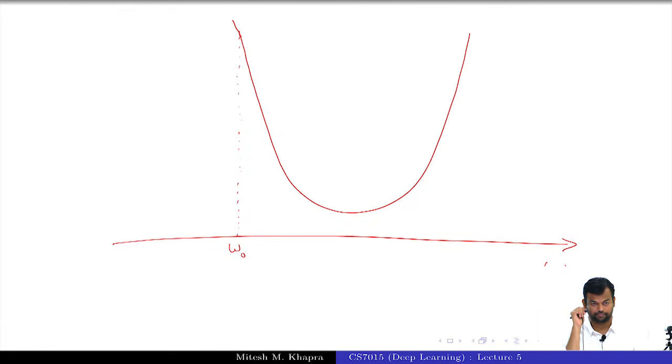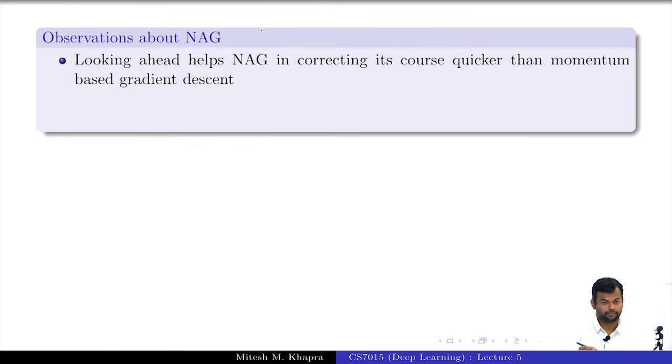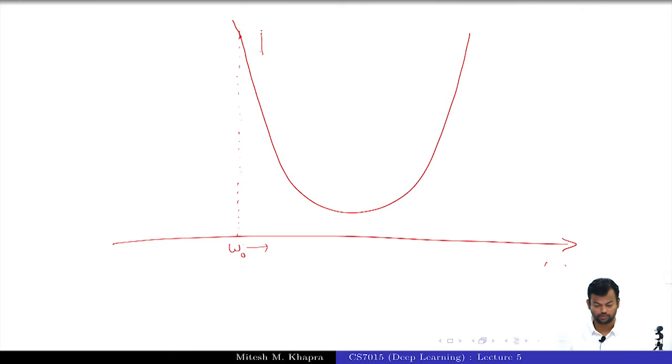Positive, negative? Negative, right? Because when I increase W, the function is actually going to decrease. So the slope is negative. So where will I move? This is the number line, right? This line is the number line because it's a single variable. So where will I move? Positive side of the number line or the negative side?